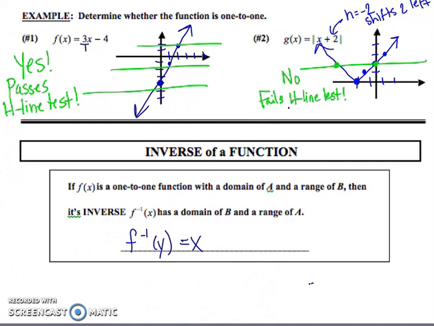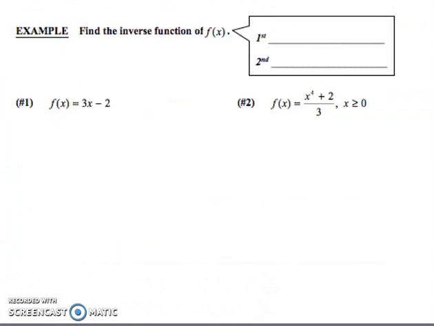In layman's terms, what this means is that if you have a one-to-one function and you have its inverse function, basically your domain and your range of your original function and your inverse function flip-flop. The domain of the original is the range of the inverse, and the range of the original is the domain of the inverse. Your x and your y values flip-flop. So let's take a look at the example.